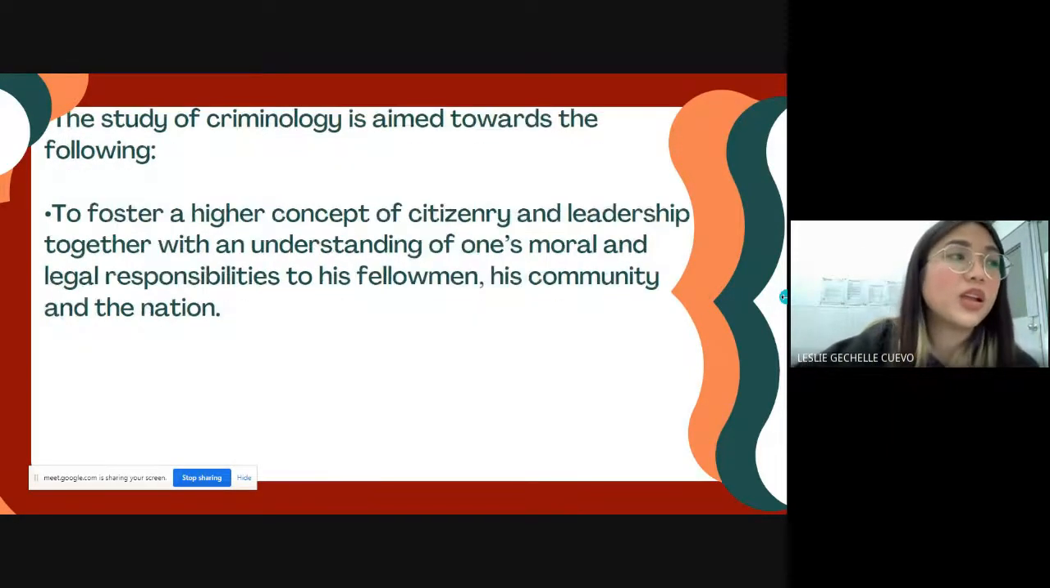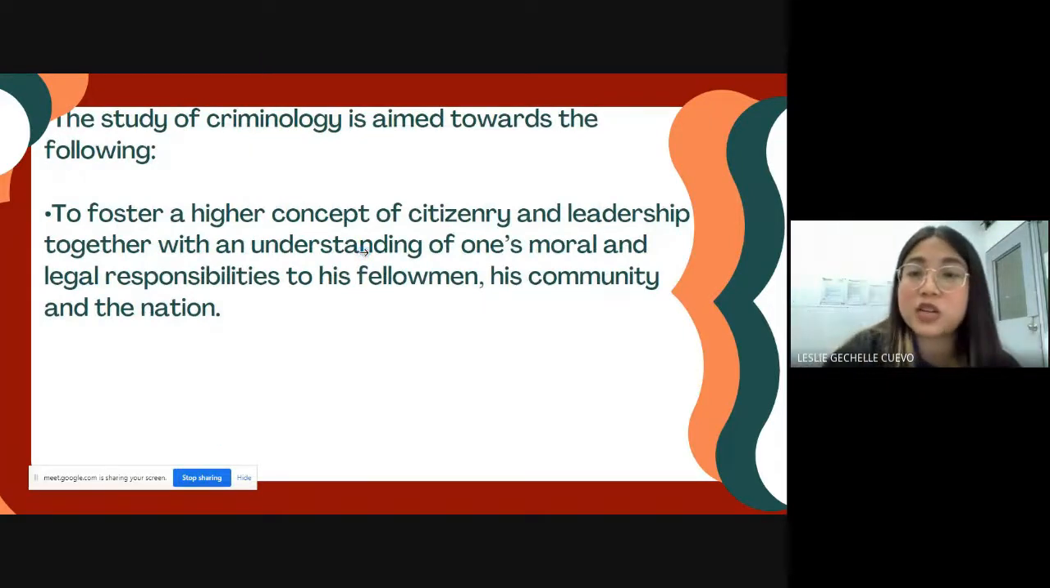Okay. And also, to foster a higher concept of citizenry and leadership together with an understanding of one's moral and legal responsibilities to his fellow men, his community, and the nation.